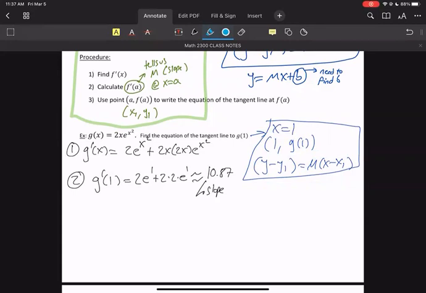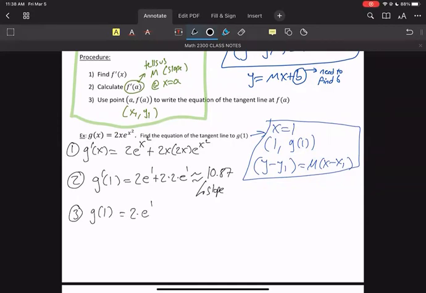So the formula of the line says we need a slope and we need a point. We have the slope, 10.87. We have the x value of the point, which is 1. We just need to figure out the y value, right? And so that's where plugging in the point comes in. So we plug 1 into the original function.